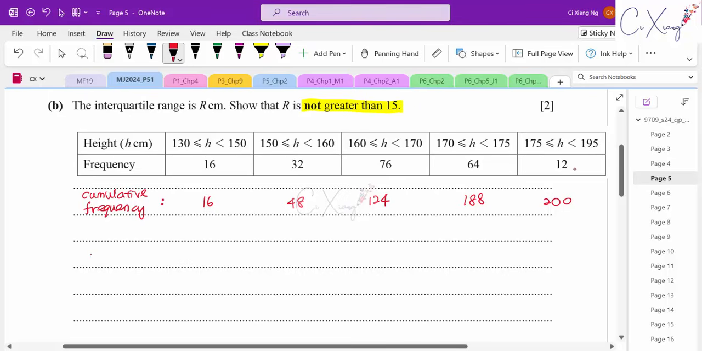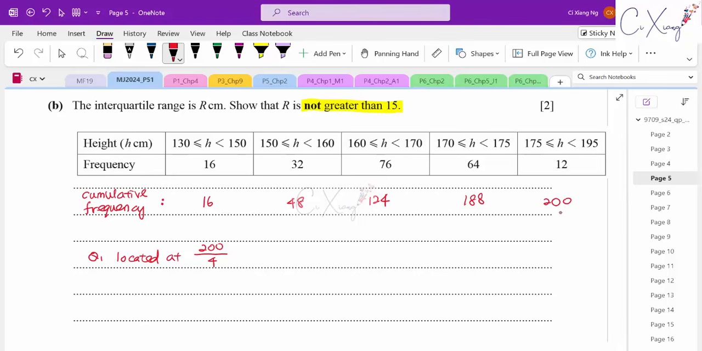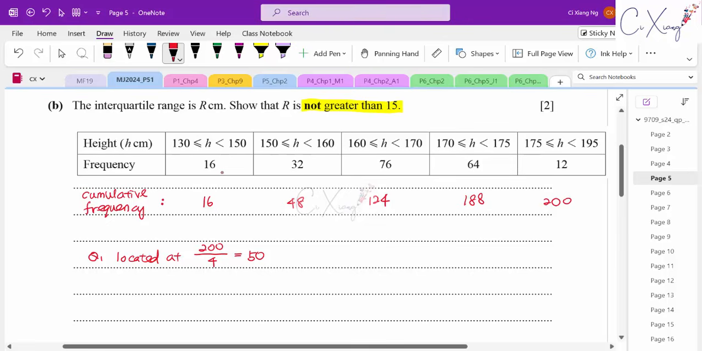And then for your Q1, where is your Q1 located? You take 200, the total frequency, divided by 4, because Q1 is located at the first 25%. From the smallest value to Q1, it consists of 25% of the data. So I take 200 divided by 4, therefore I get 50. Okay, so the position is 50, the value is not 50 for Q1. So I want to know where Q1 is located. For this particular bar, it consists of the positions from 0 until 16.